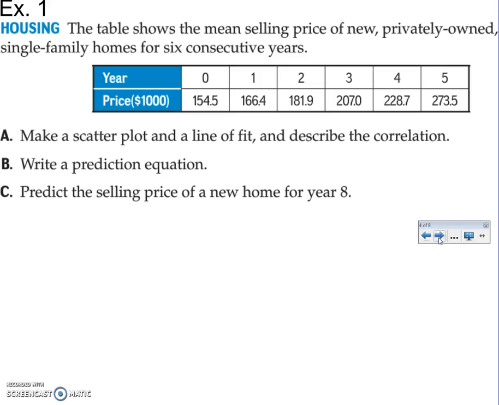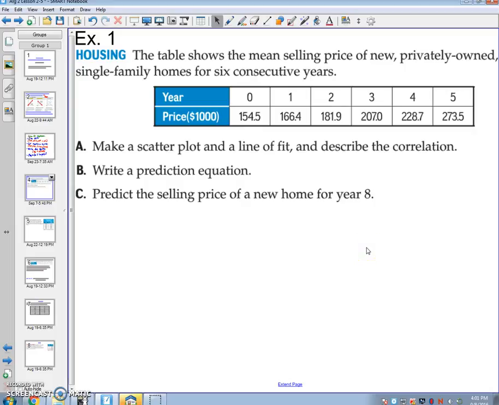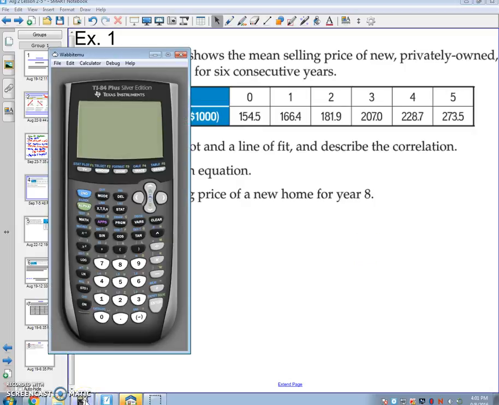So here's example 1. Here's a table of mean selling prices for homes for 6 years. We're going to figure out the price. A says make a scatter plot and line of fit and describe the correlation. B says write the equation. And C says predict the price of a new home for year 8. I'm actually going to do this out of order. The most important thing is the prediction equation.